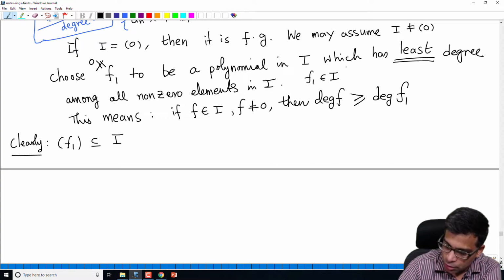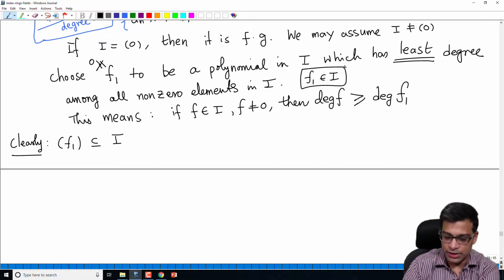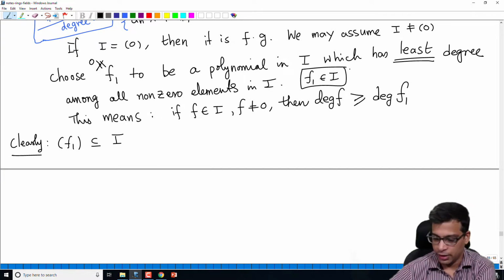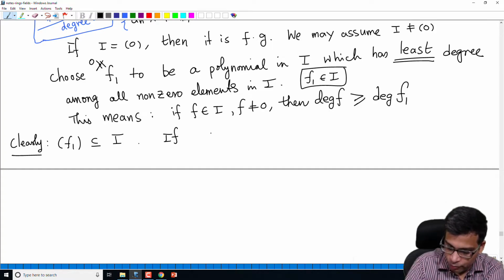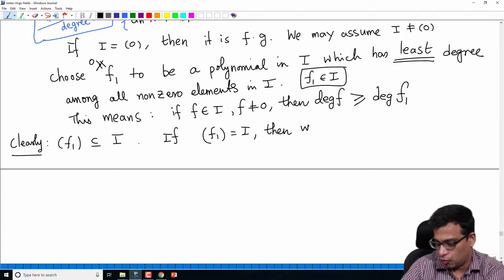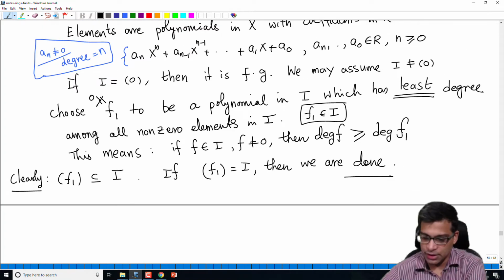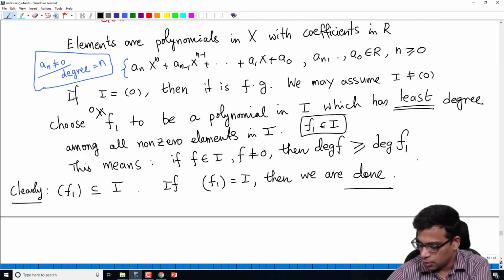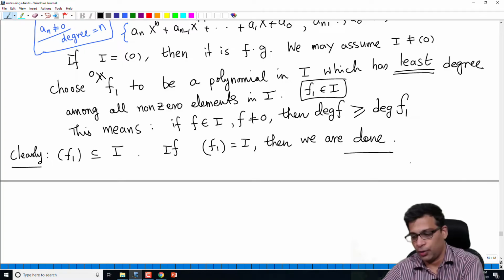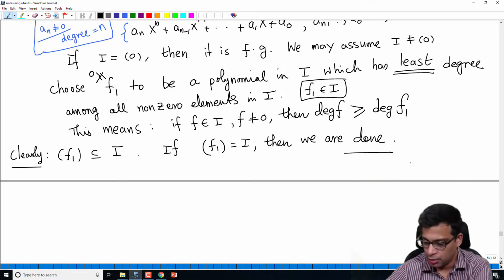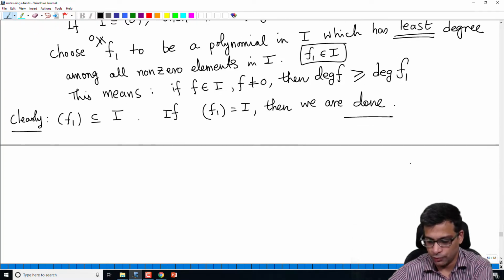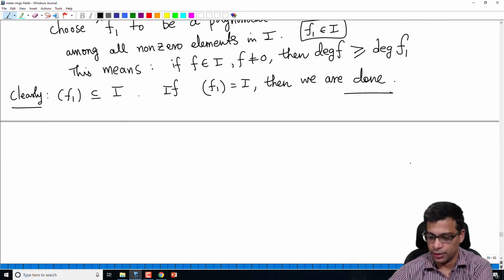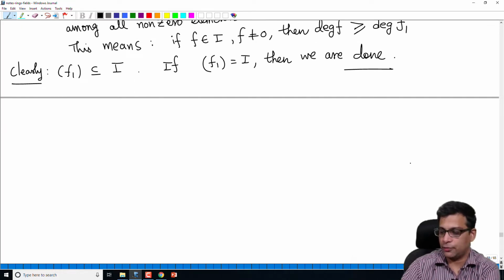So I emphasize that here. f1 is in I, so the ideal generated by f1 is in I. If it is actually equal to I, then we are done. We are done because what is the goal which I wrote here? We want to show that I is finitely generated. If I is actually generated by f1, it is generated by a single element, which is what we want, in fact a finite set of generators. So if the ideal generated by f1 is I, we are done.